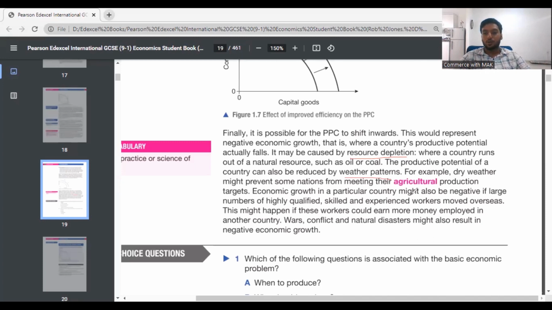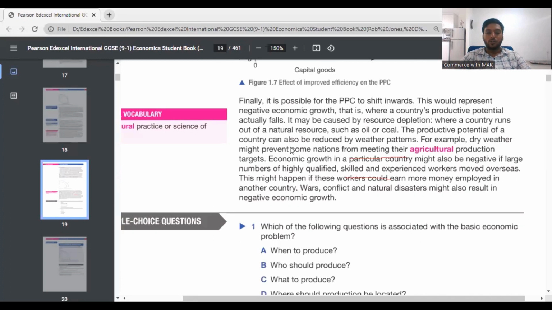Economic growth in a particular country might also be negative if large numbers of highly qualified, skilled, and experienced workers move overseas. This might happen if these workers could earn more money employed in another country. Wars, conflict, and natural disasters might also affect economic growth, which we have already spoken about. Anyway, let's move on to the choice questions.